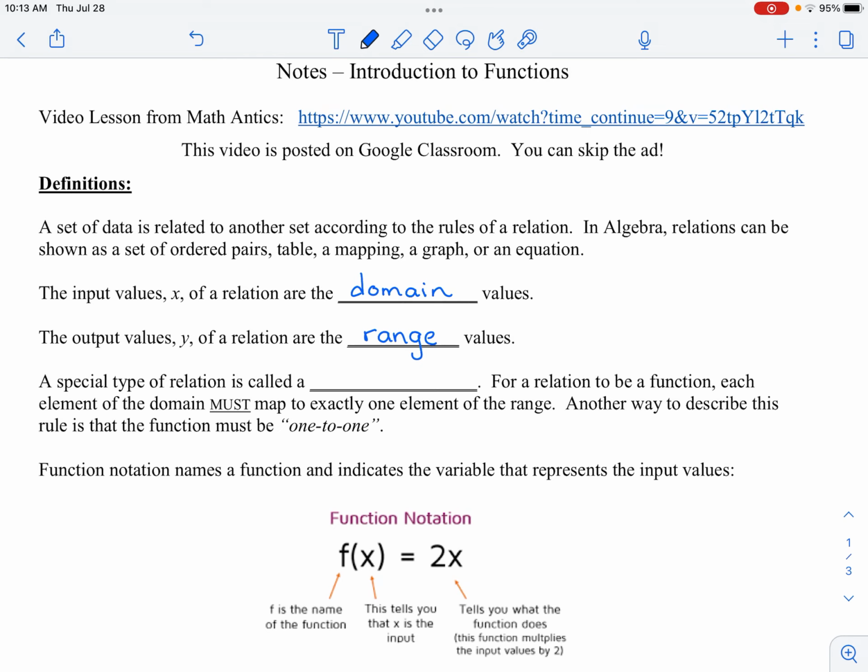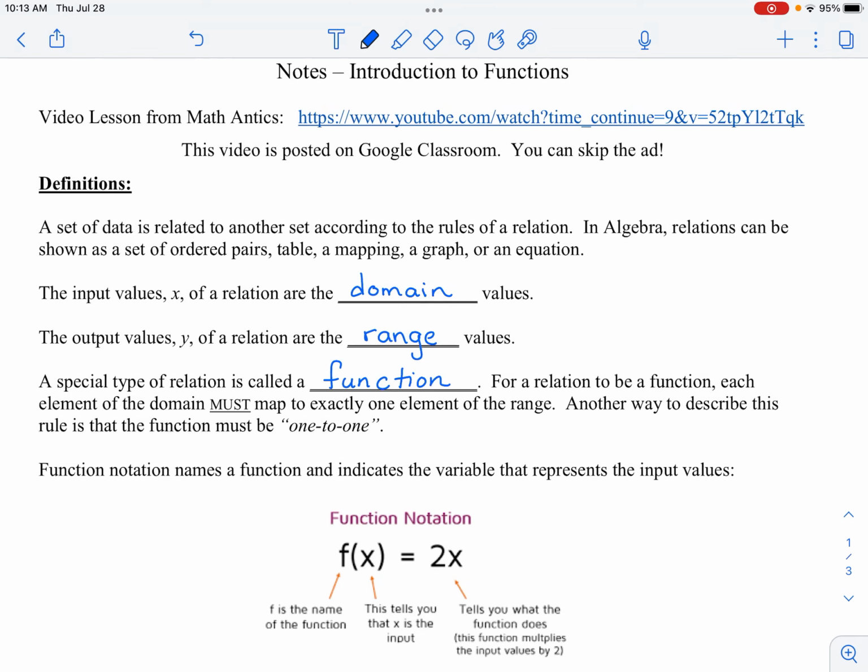All right. A special type of relation is called a function. And for a relation to be a function, each element of the domain must map to exactly one element of the range. In other words, every x has exactly one y that it's paired with. I can't have one x with two different y's, okay? Another way to describe this is to say that the function is 1-to-1. For every x, there's only one y. For every input, there's only one output. For every domain value, there's only one range value, okay?